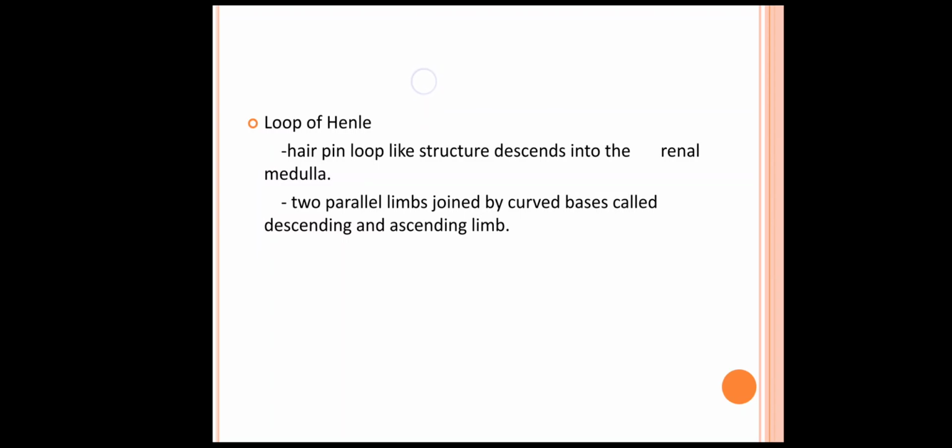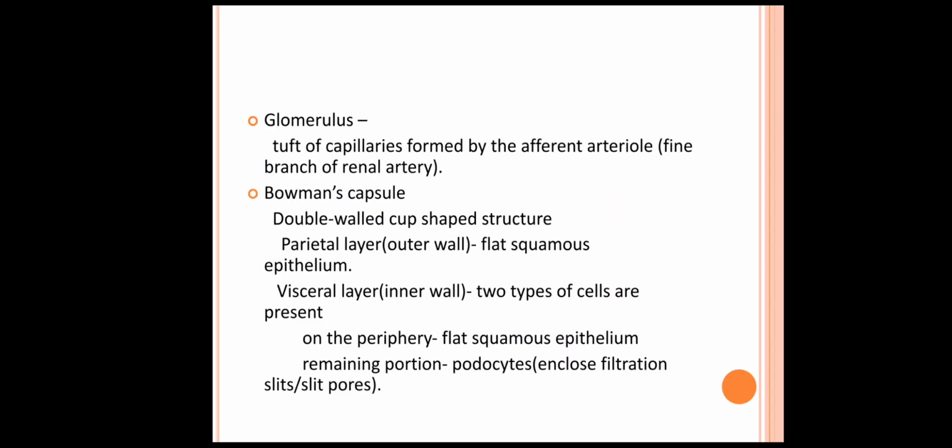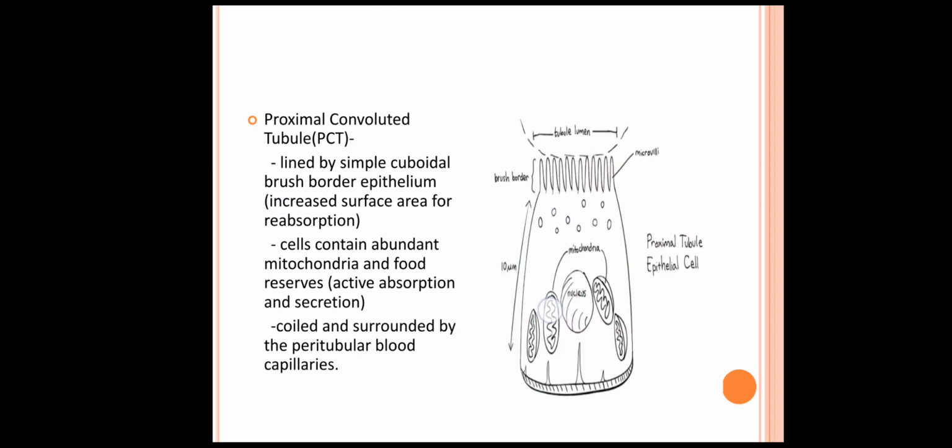The next part is the loop of Henle. This is a hairpin loop-like structure that is in the medullary region. It consists of two parallel limbs. The first portion is called the descending limb and the other portion is called the ascending limb. It is joined by a U-shaped structure which is called the loop of Henle.